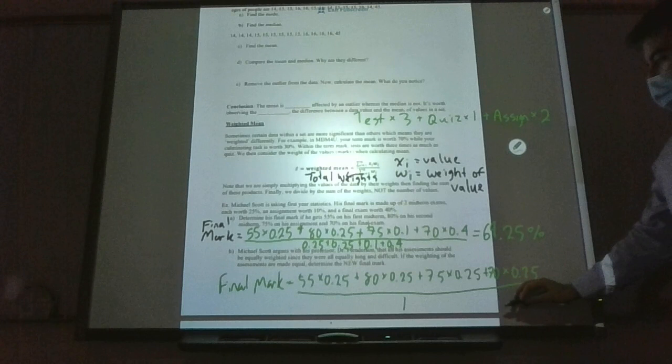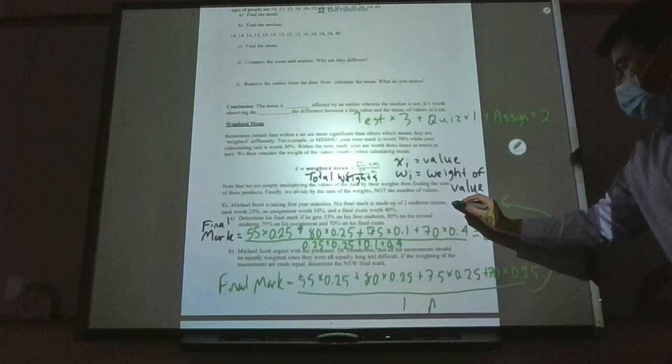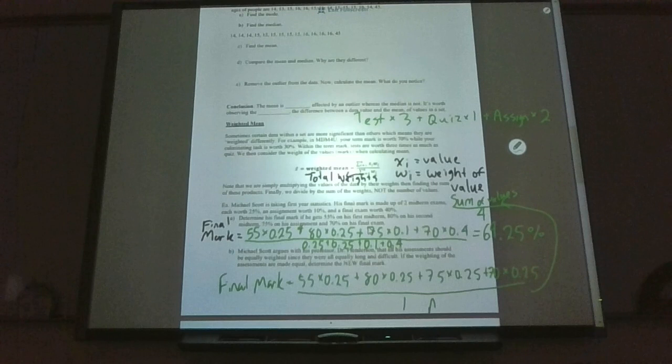But I would say the easier way to do this, and I'll just maybe do it up here: take the sum of the values, or sum of all the marks, and divide by 4. That's the easier way to do it. And again, the reason you're allowed to do that is because they're all worth the same. So if they're all worth the same, then you can just add them all up, divide by how many you have. Does that make sense?